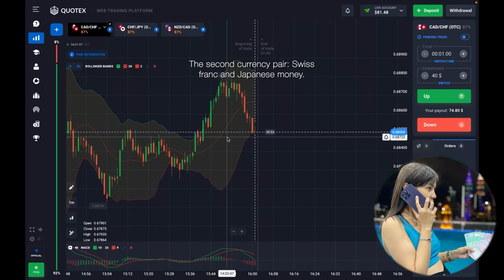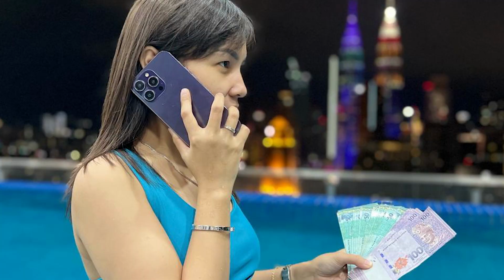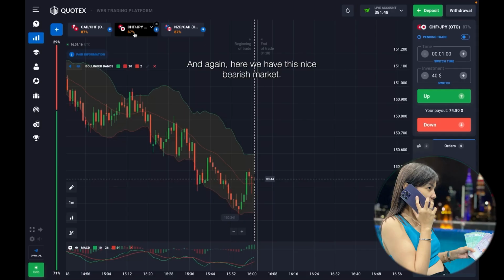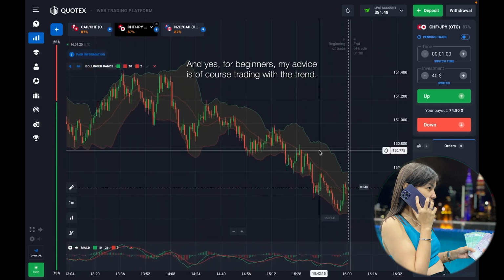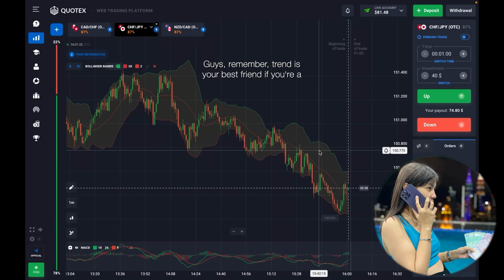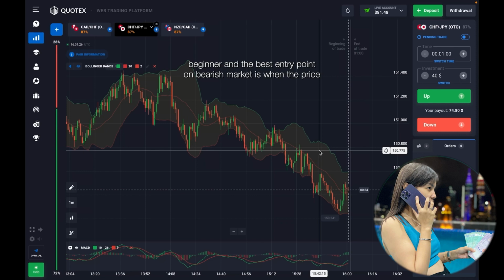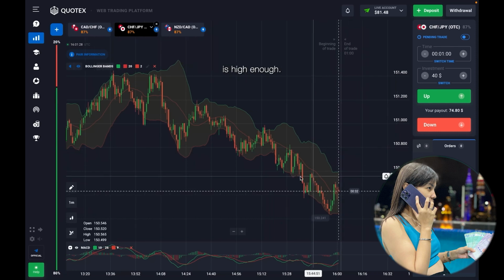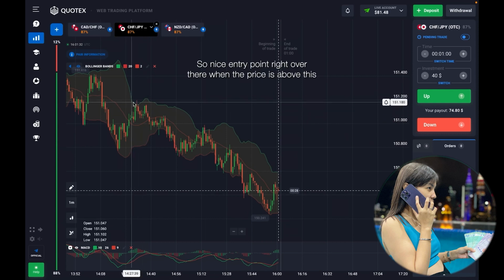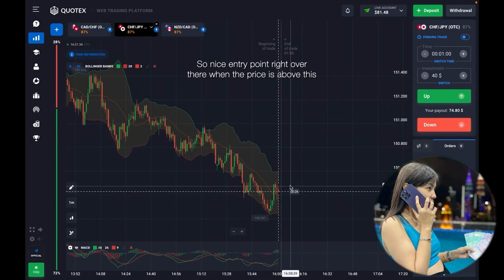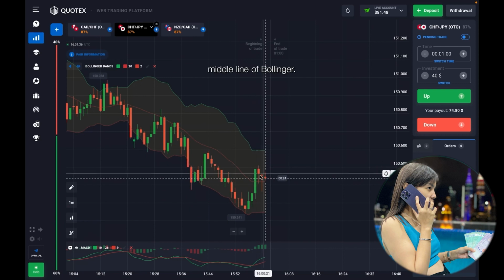The second currency pair, Swiss franc and Japanese yen. Let's see what the market offers for us here. And again, here we have this nice bearish market. And yes, for beginners, my advice is of course trading with the trend. Guys, remember, trend is your best friend if you're a beginner, and the best entry point in bearish market is when the price is high enough. And this one was the best entry point.